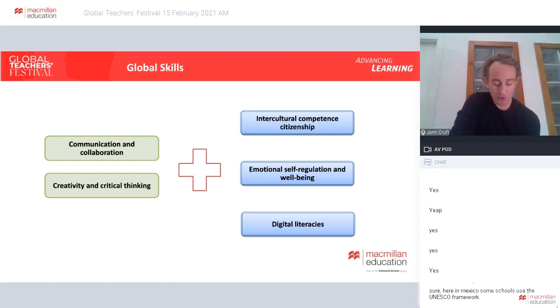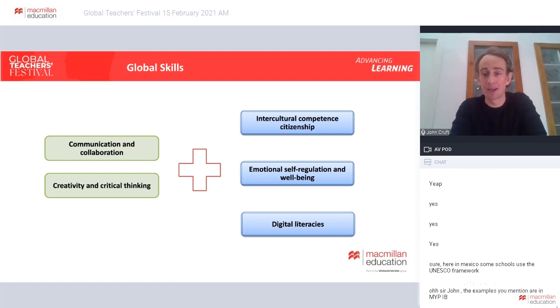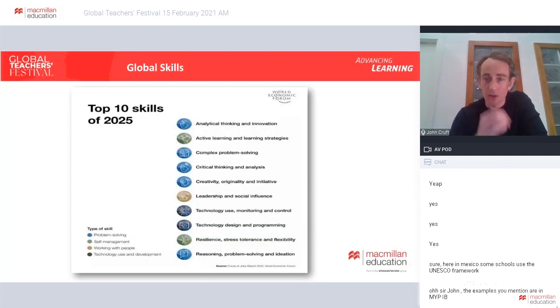What else do we have? We also have the framework for 21st century learning, which looks at areas like ways of thinking, tools for working, ways of working, and ways of living in the world. Different educational systems may draw on these different frameworks, but when you summarize all of them, these are the five core areas that keep popping up.